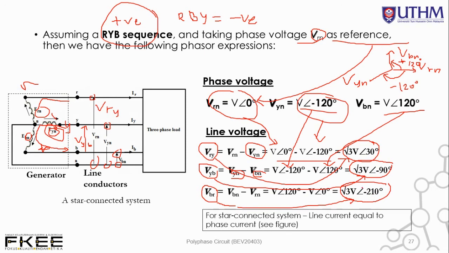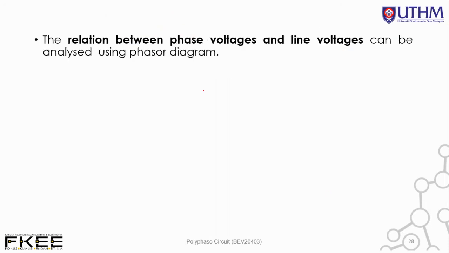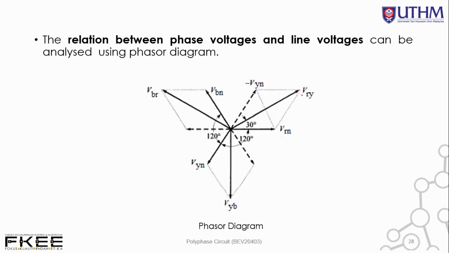All right. So for a star connected system, line current equals phase current. In the figure, we have no problem with the I. So this is the R line. This current is coming from this phase. Remember, this is the phase. This is the phase current generated by this winding of this coil, so this I will also go to the line current. So we have simply that I phase is equal to I line. Okay, the relation between phase voltage and line voltage can be analyzed using a phasor diagram.